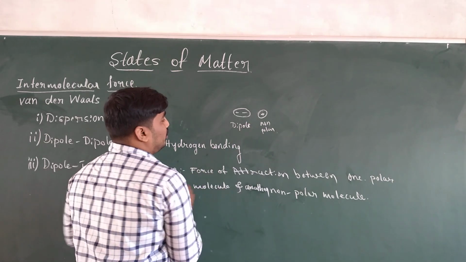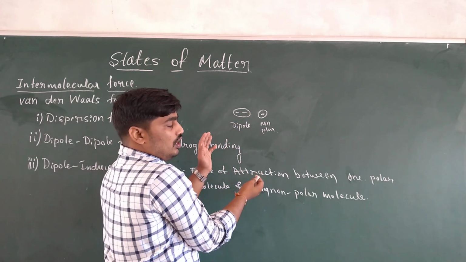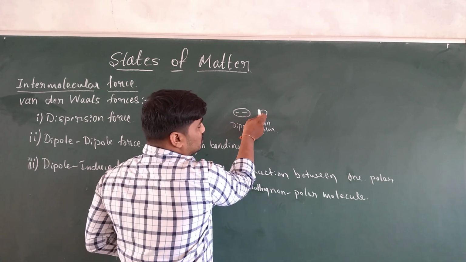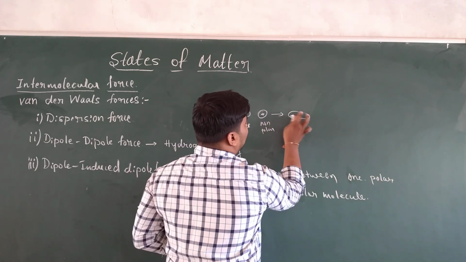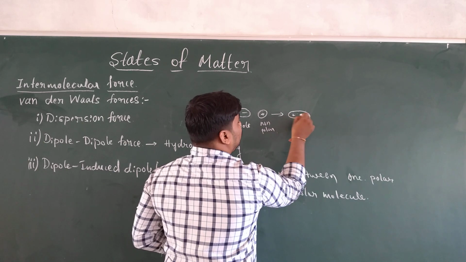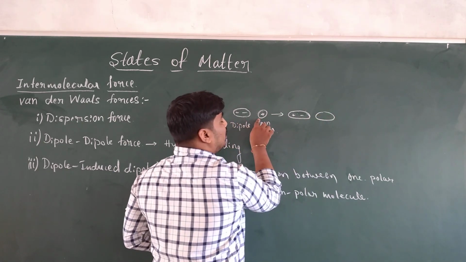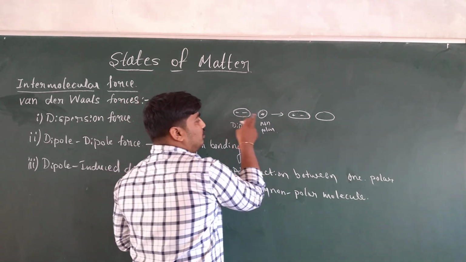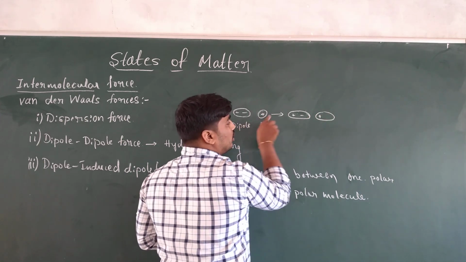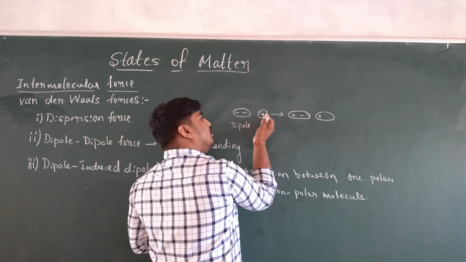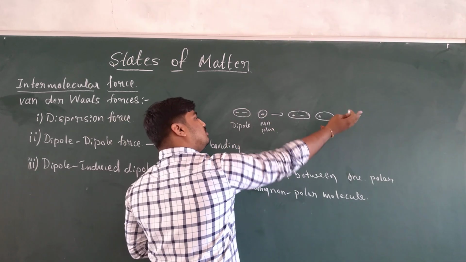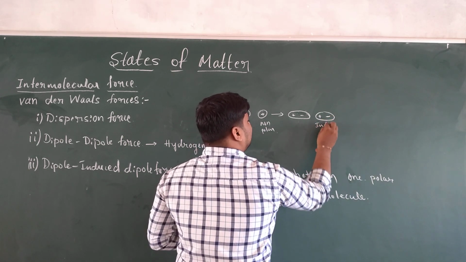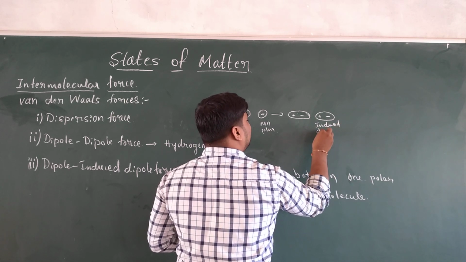Between the polar and non-polar molecule, this polar molecule, the negative charge, when in contact with this molecule, attracts the positive charge of this one. When this polar molecule comes in contact with the non-polar one, inside the core there is positive and negative charge both. When the negative charge comes in contact, the positive charge moves toward the negative charge and the negative charge moves away from the negative charge. So an induced dipole happens.